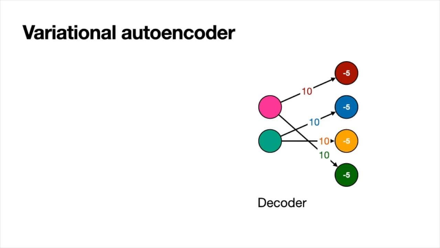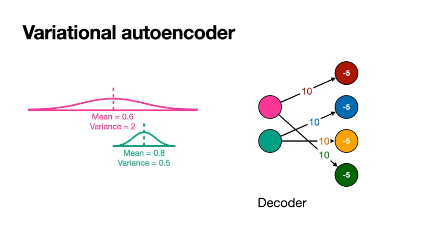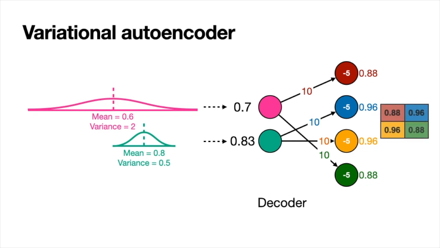We generate points in the latent space by sampling out of the first distribution, which let's say has a mean of 0.6 and a variance of 0.2, and from the second distribution that has, let's say, a mean of 0.8 and a variance of 0.5. And let's say the point generated by the first distribution is 0.7, and by the second one is 0.83. Now we pass those 2 points by the autoencoder, and we're going to get the image with colors 0.88, 0.96, 0.96, and 0.88.